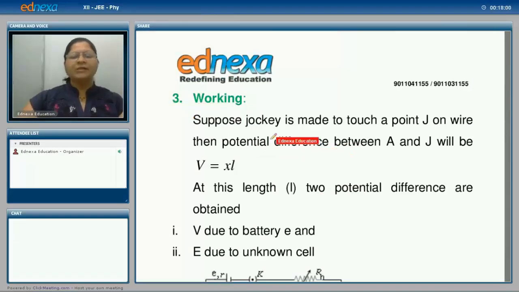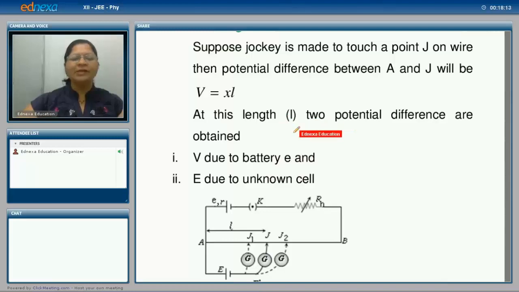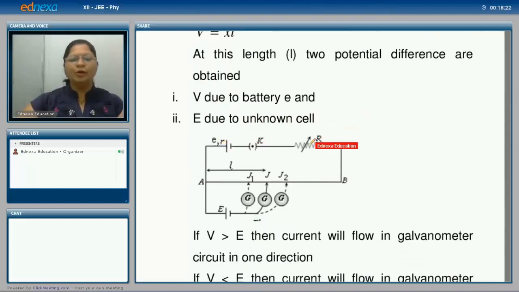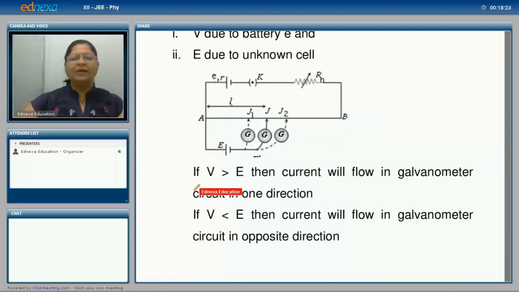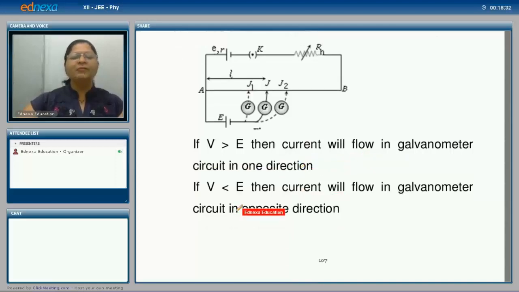Now, the working. Suppose a jockey is made to touch a point Z on the wire, then the potential difference between points A and Z will be V is equal to X into L. Now, at this length L, two potential differences are obtained. First, V due to battery E, and second, E due to the unknown cell, and that is why if V is greater than E, the current will flow in the galvanometer circuit in one direction, and if V is less than E, then current will flow in the galvanometer circuit in the opposite direction.